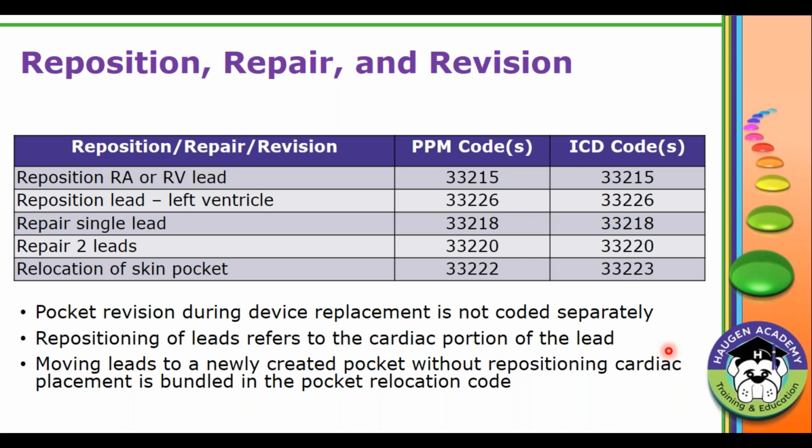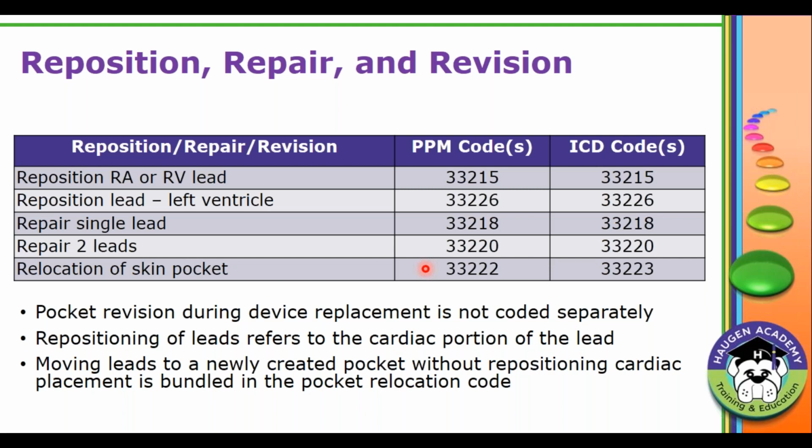A couple things. Let's start with a discussion of the pocket revision. Pocket revision during device replacement is not coded separately. It used to be that the code for relocation of the skin pocket, codes 33222 and 33223, the description used to read skin pocket revision, and it's bundled into the device replacement when they do a generator change. A lot of physicians said, well, that really shouldn't be bundled because I had to do X, Y, and Z. I took out a pacemaker, but I put in an ICD, and defibrillators are bigger than pacemakers, so they always have to do a pocket revision.